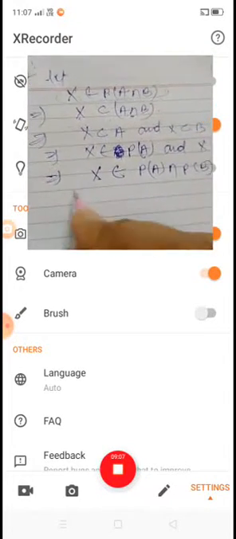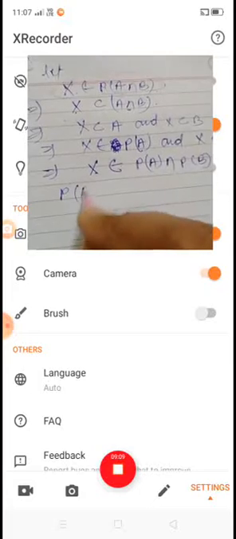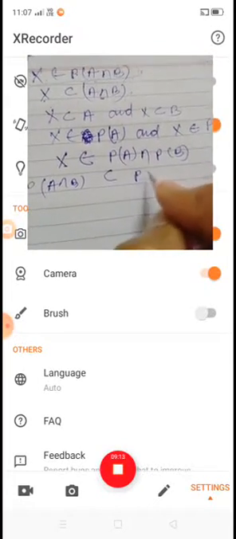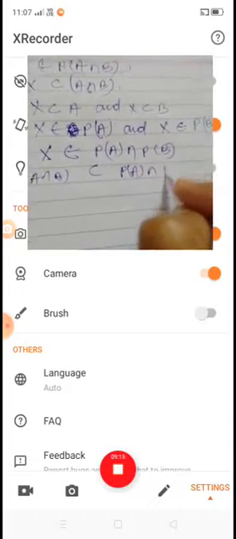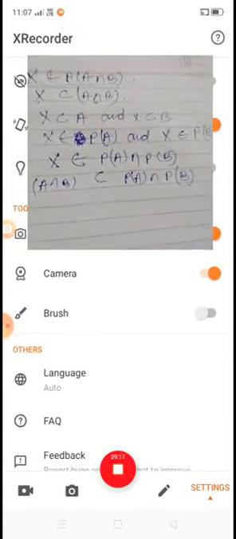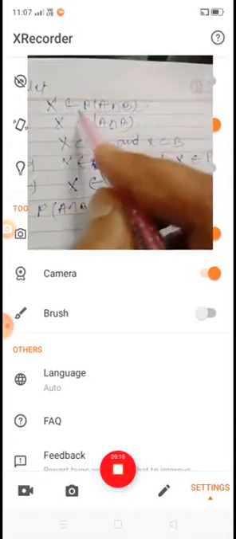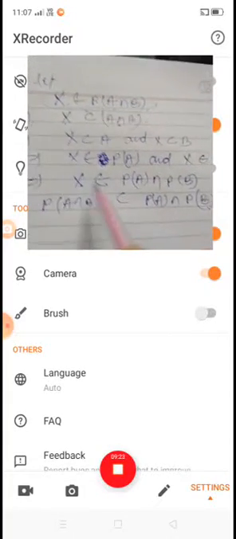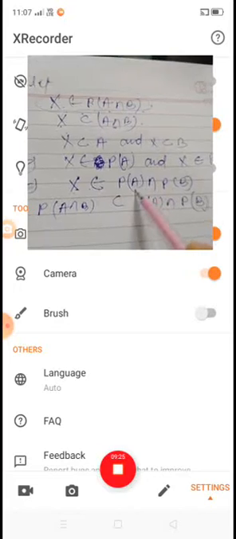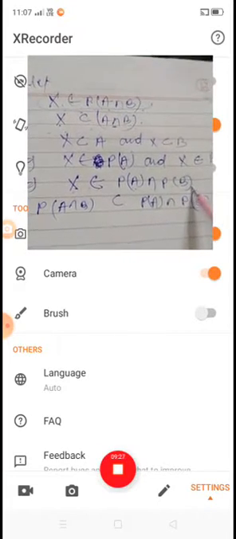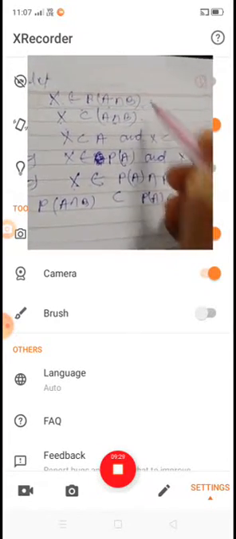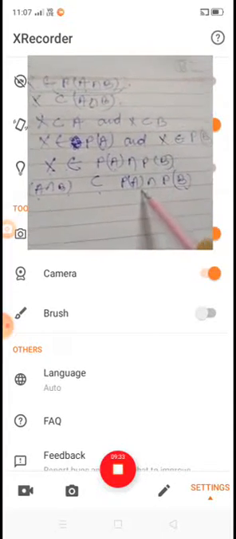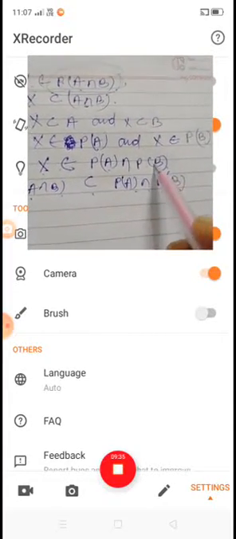Since we can say that power of A intersection B is a subset of power of A intersection power of B. Because here we assume that X belongs to power of set A intersection B, and we prove that X belongs to power of set A intersection power of set B. So we can say that power of set A intersection B is a subset of power of set A intersection power of set B.